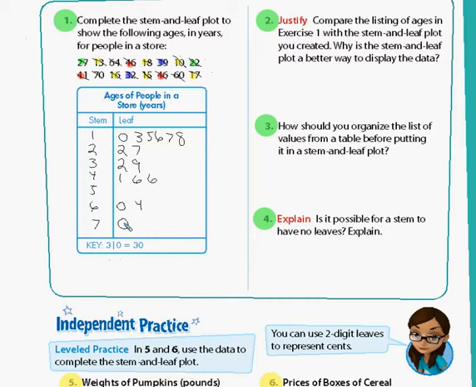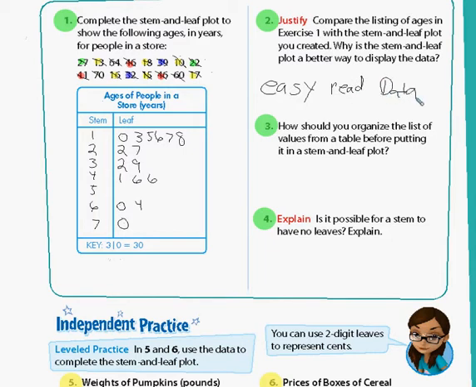Let's go over here and answer some of these questions now. Question number 2. Compare the list of ages in exercise 1 with the stem and leaf plot you created. Why is the stem and leaf plot a better way to display the data? Because it's easier to organize, easier to interpret the data, easier to read.